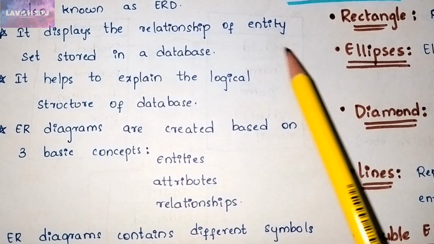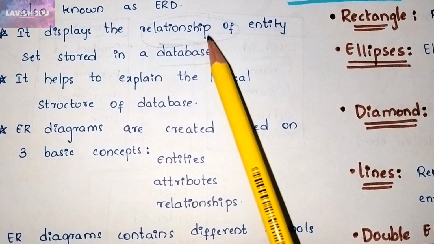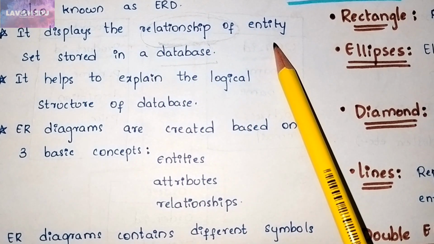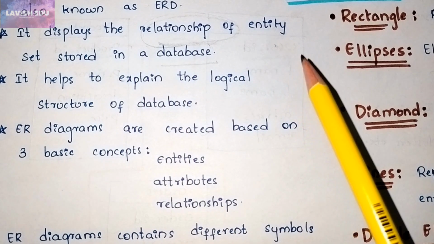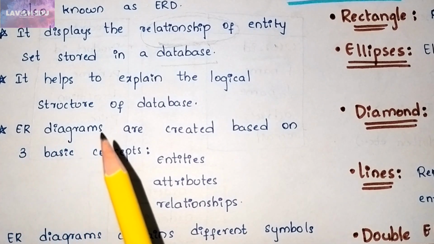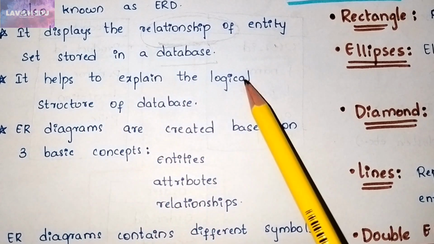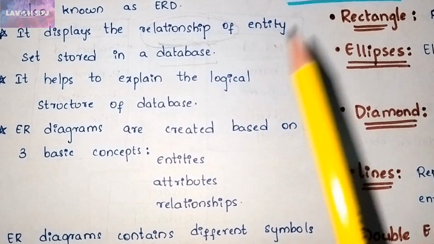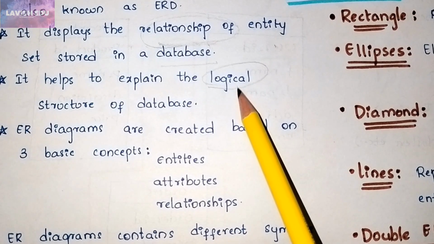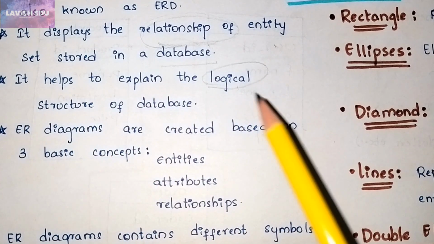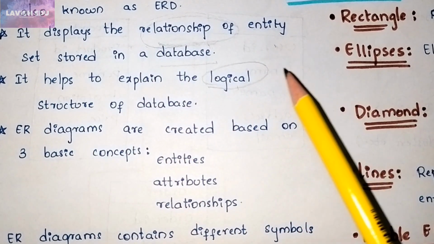So it displays the relationship of entity sets stored in the database. It represents the relation between one table and another table, and also displays any links between them, like we have already seen in the object oriented data model. It helps to explain the logical structure of the database: how they are related and what kind of data makes them relate from one database table to another. All of this can be seen in ER diagrams.